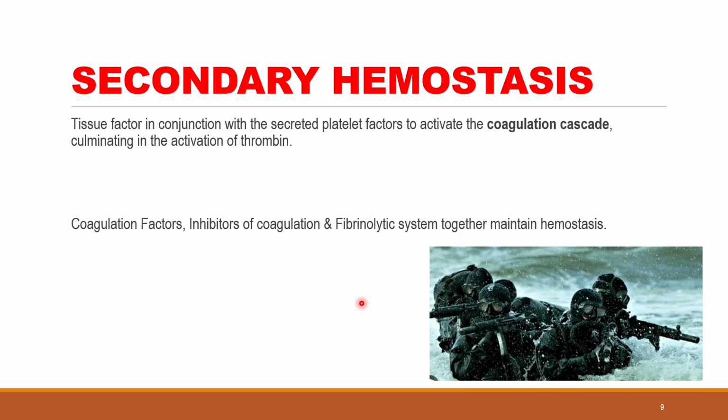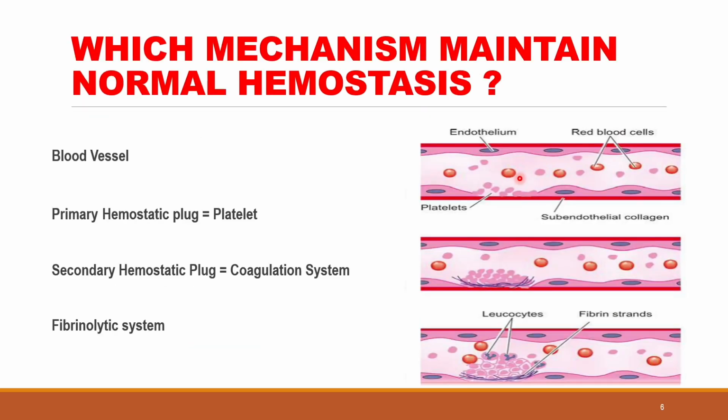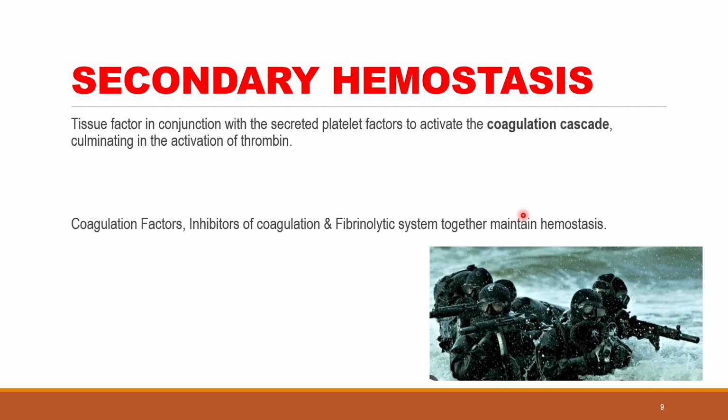Now, this particular hemostatic plug is not strong enough. We need a strong hemostatic plug for stoppage of the bleeding, and that strong hemostatic plug will be formed by subsequent activation of the coagulation system, which will ultimately culminate to form fibrin. So they will form a secondary hemostatic plug which is very strong. So they are like specialized commandos to carry out a certain mission, right? So they will stop the bleeding by forming a strong hemostatic plug.